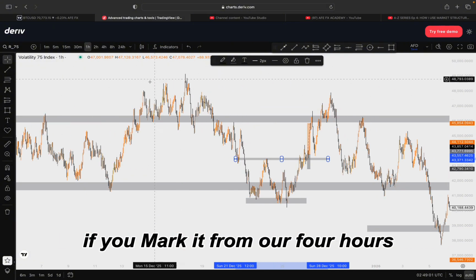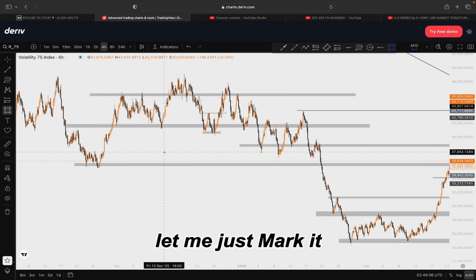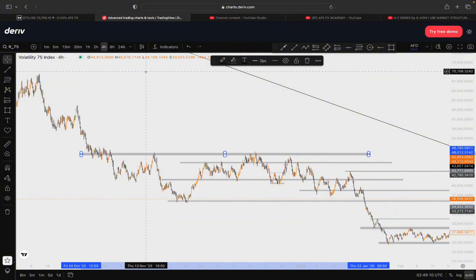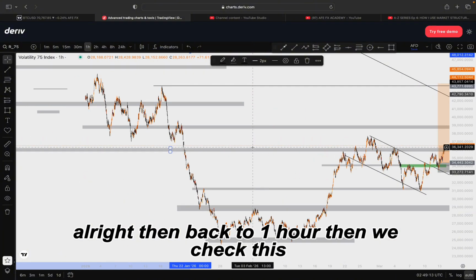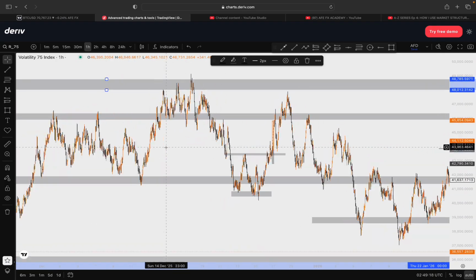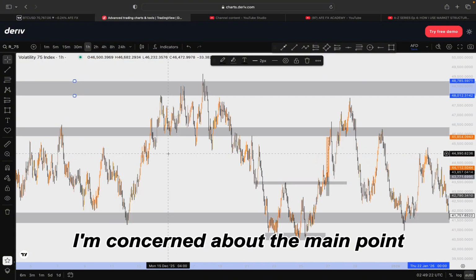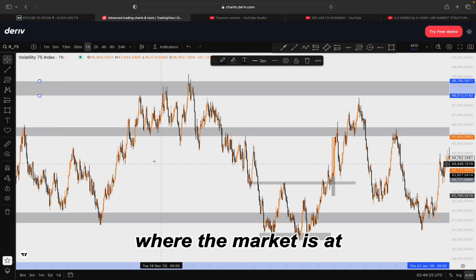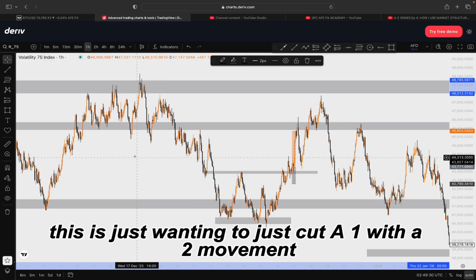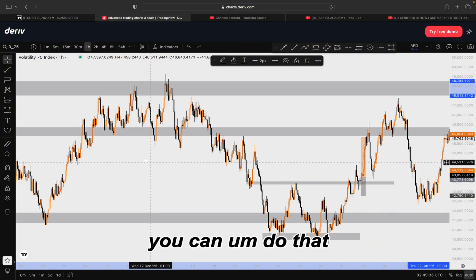If you mark it from our 4 hours, let me see it from the 4 hours. Let me just mark it. Yeah, it's suspected here. Alright, then back to 1 hour. Then we check this. Now don't mind the way my chart is looking, because I'm explaining this; my chart normally wouldn't have all these points. I'm concerned about the main point where the market is at, the structure that's forming there, and just wanting to catch a 1:2 movement. This is one of the easiest ways you can do that.